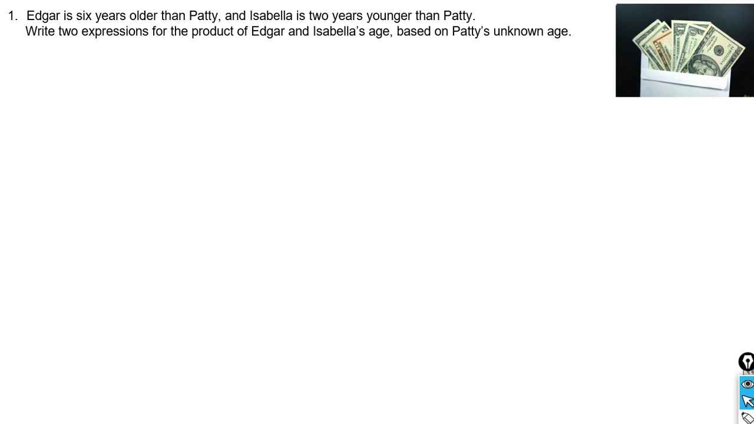Edgar is 6 years older than Patty, and Isabella is 2 years younger than Patty. Write two expressions for the product of Edgar and Isabella's age based on Patty's unknown age.